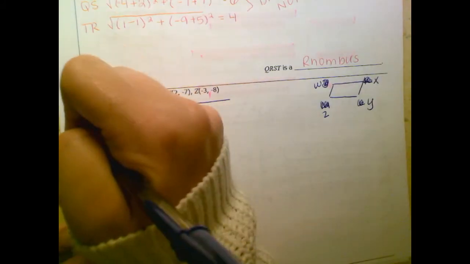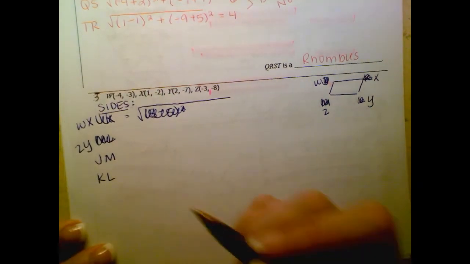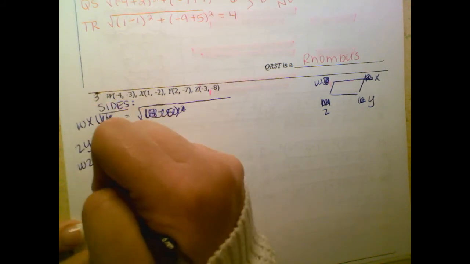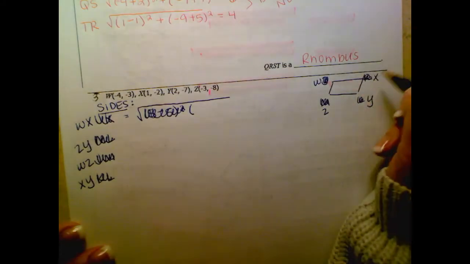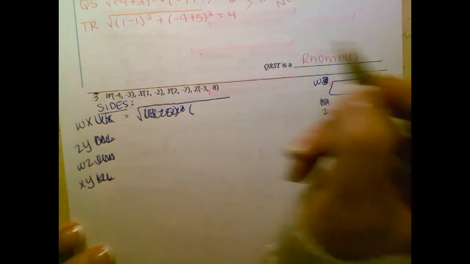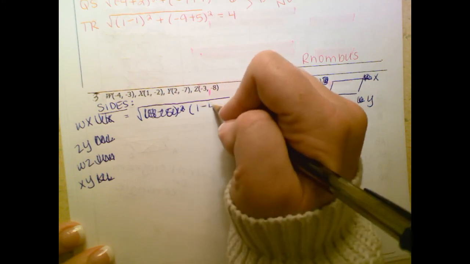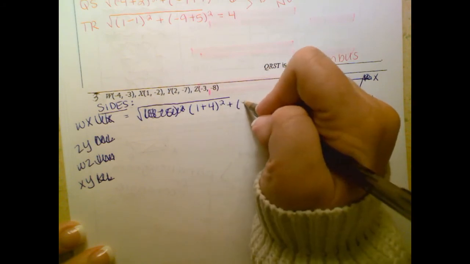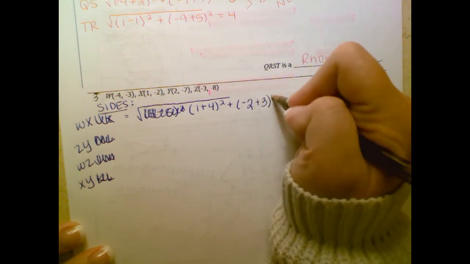Opposite sides, so WX, ZY, WZ, and XY. Now that I have the right letters and I'm looking at the right points, x2 minus x1, so I have 1 minus a negative 4 makes it a plus 4. y2 minus y1, negative 2 minus a negative 1 makes it a plus 3.